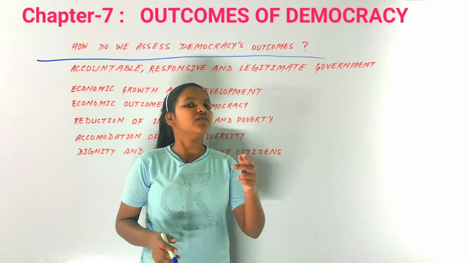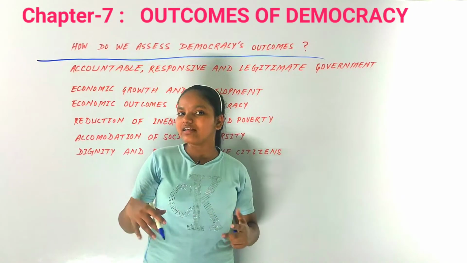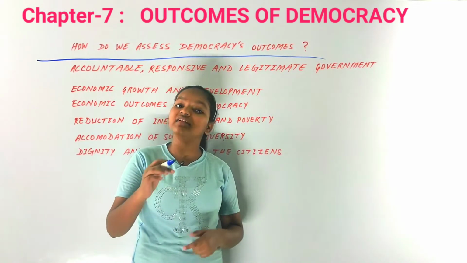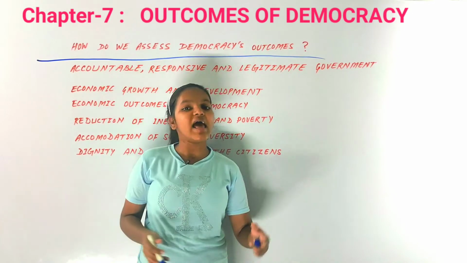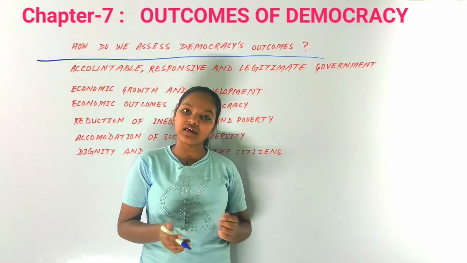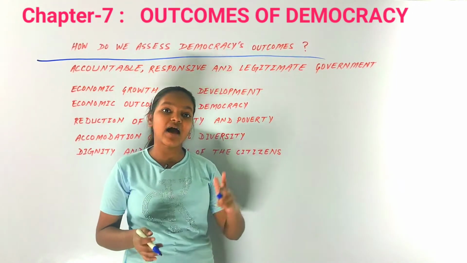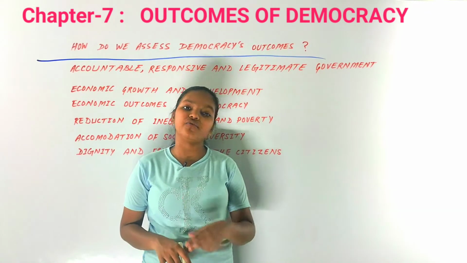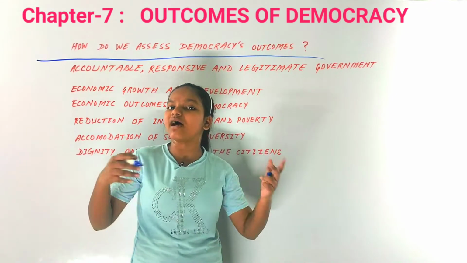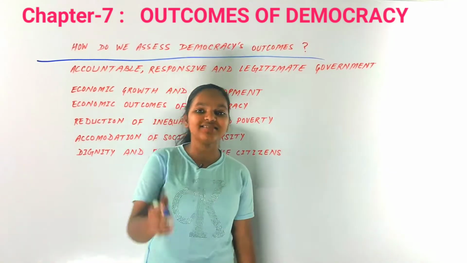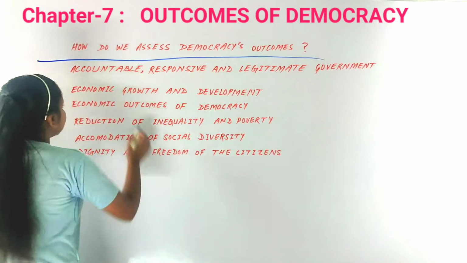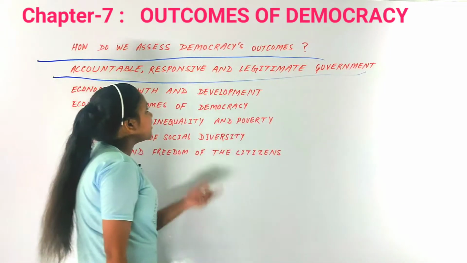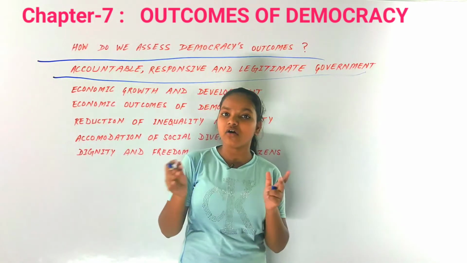And that's why we can say that we can't just blame the democratic form of government. We have to look at ourselves as well. Are we taking advantage of those opportunities and the equality that we have been given? So we can just say that is how we can assess the outcomes of democracy. And now we can see through examples as well about different outcomes of democracy. So let's discuss it with our next topic, that is accountable, responsive and legitimate government.